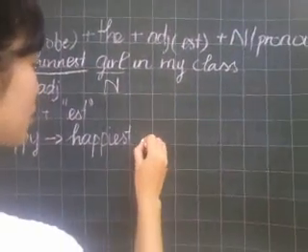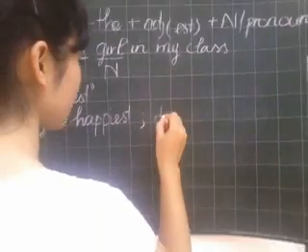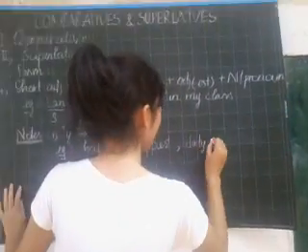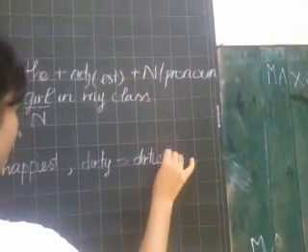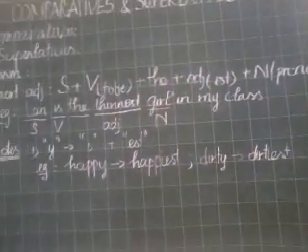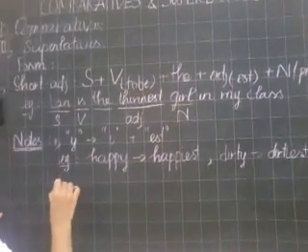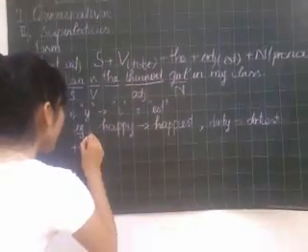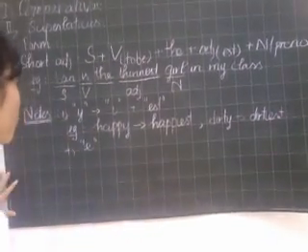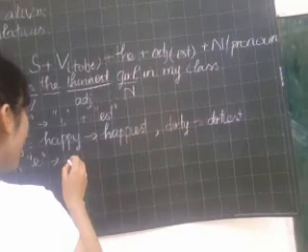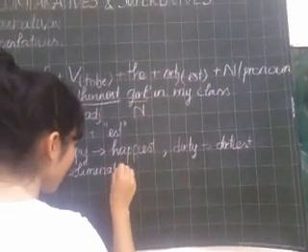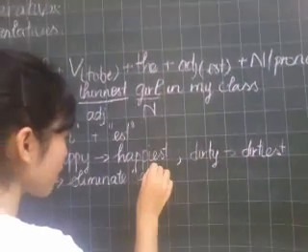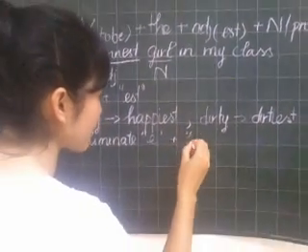Or dirty. We change to dirtiest. Second one, adjective ending with e. When we change to superlative, we eliminate the e before ending est.